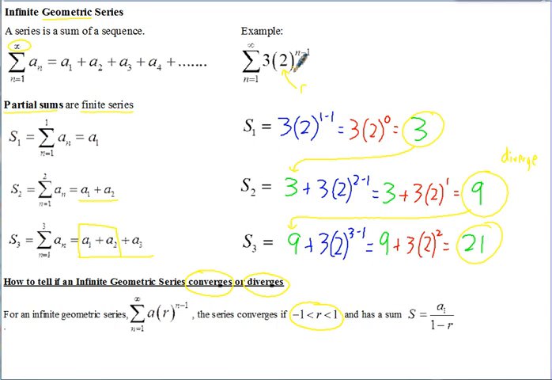Because if we multiply by a number between negative 1 and 1, then the absolute value of those numbers gets smaller and smaller, so then they actually would converge. And if that's the case, then the formula used to get what that sum is just the first term divided by 1 minus that ratio. So let's take a look at a couple examples.